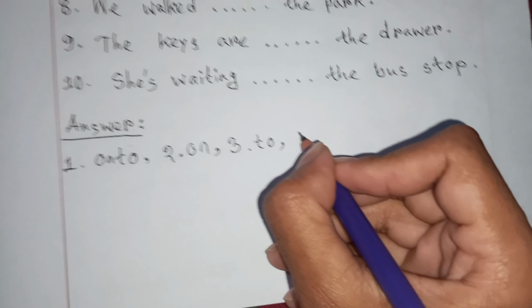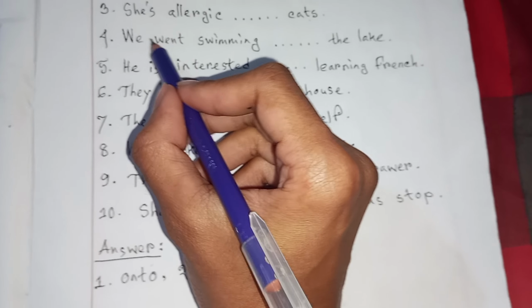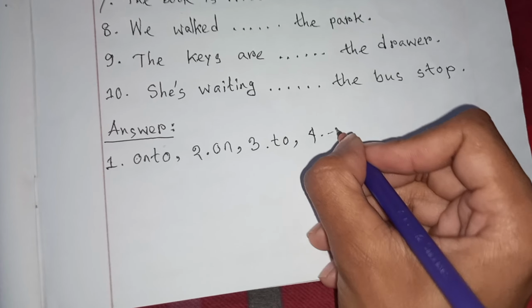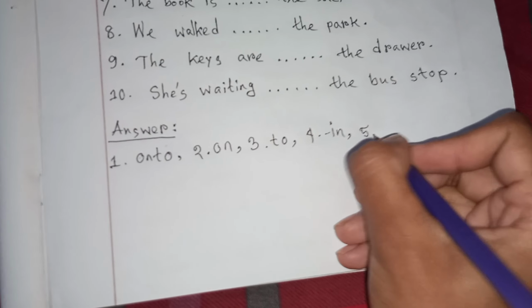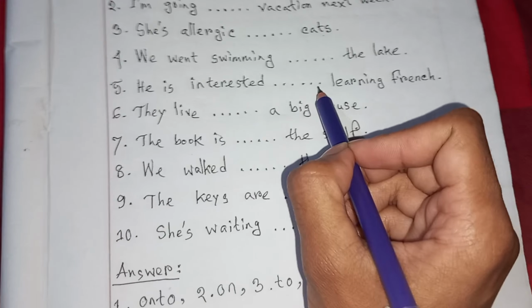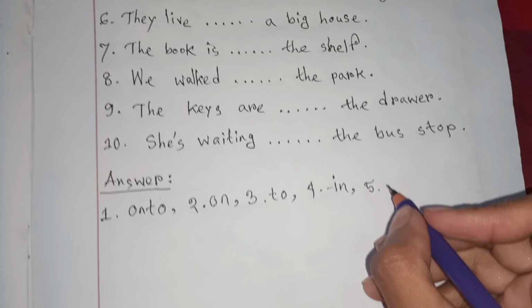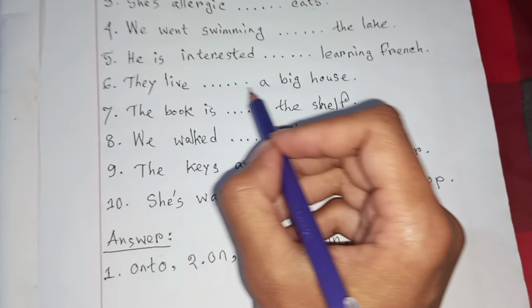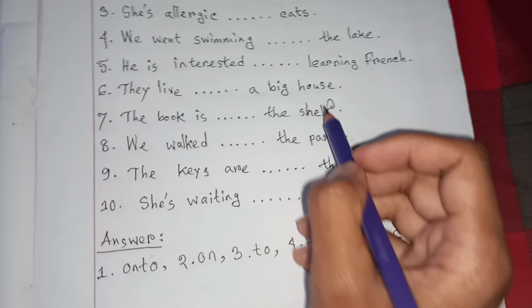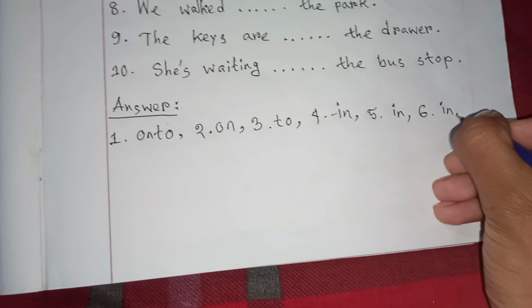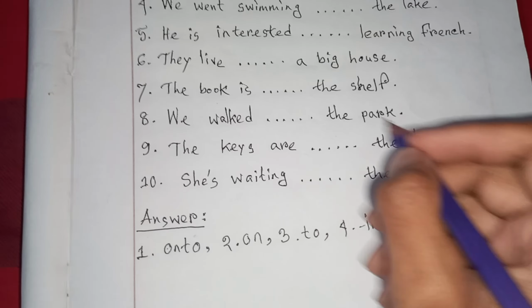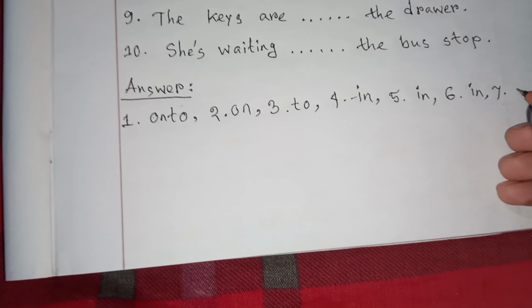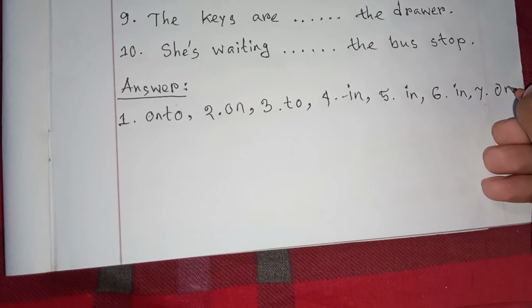4. We went swimming in the lake. In. 5. He is interested in learning French. In. 6. They live in a big house. In. 7. The book is on the shelf. On.